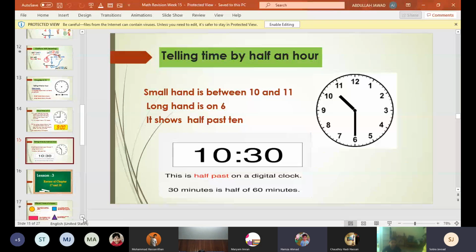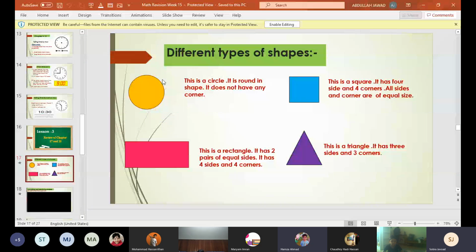All right, now which shape? Okay, now next chapter. This is a circle. It is round. It does not have any corner. This is a square. It has 4 equal sides. See? Equal sides. All sides and corners are equal.